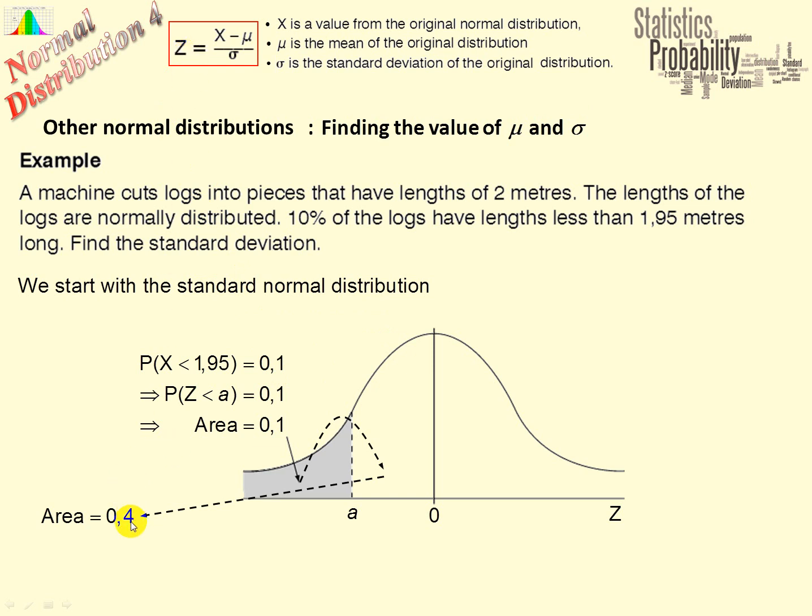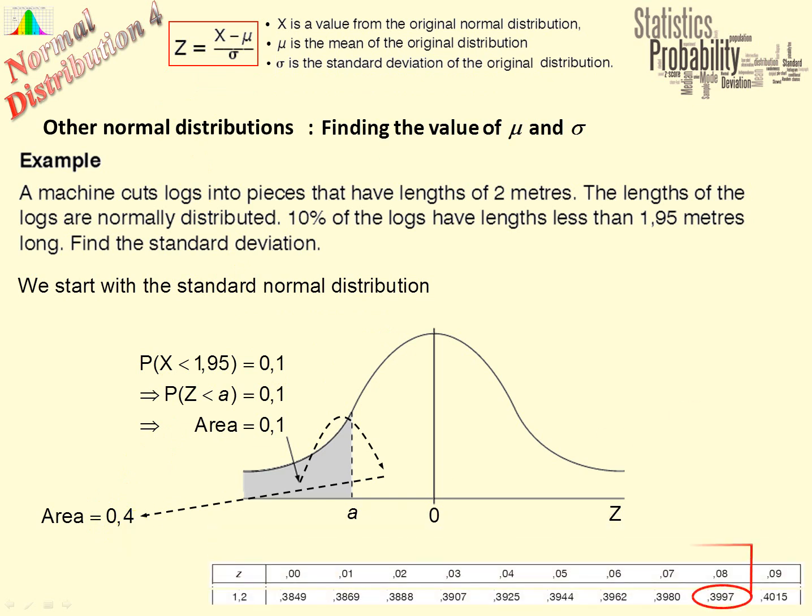So now we know the z value, because all we have to do is look up the area for 0.4 and find the z value on the z table. There's the z table, and that gives us 1.28. It's negative, that's fine, we can work with the symmetry. So z is negative 1.28. So now we have the z value is negative 1.28. We know the x value is 1.95.